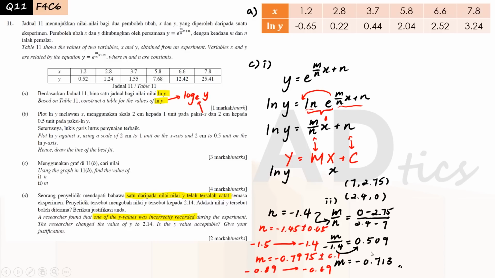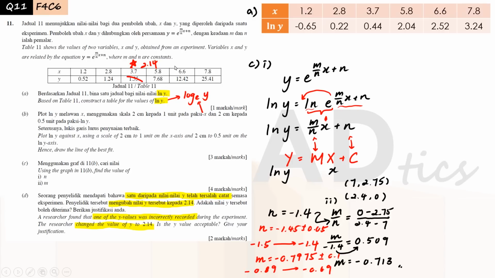Okay, so please make sure that your answer is close to the answer given, even though there's no range given in the answer sheet. And for part D, we know that there is one y value which is incorrectly recorded, which is the third point, right? Which is this one. Now they say they have changed the value of y to be 2.14. So this 1.55 will be changed to 2.14. Now they ask whether this new y value is accepted or not, and we need to give a reason why.